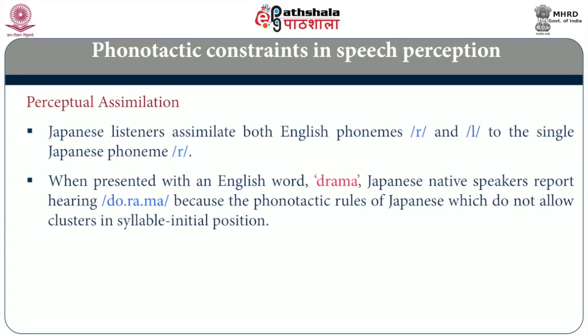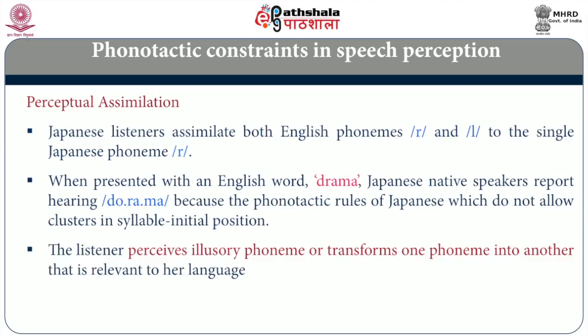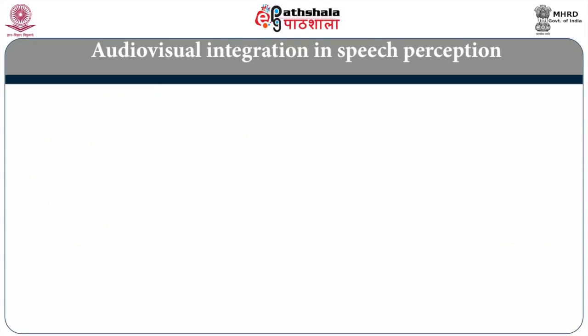So, what did you hear? Drama, do ra ma. They will even pronounce it as do ra ma, they hear it as do ra ma. In other words, the listener perceives illusory phonemes. Phonemes which don't exist are perceived because your language forces you to listen according to the principles of your language, which are relevant to your language, right?